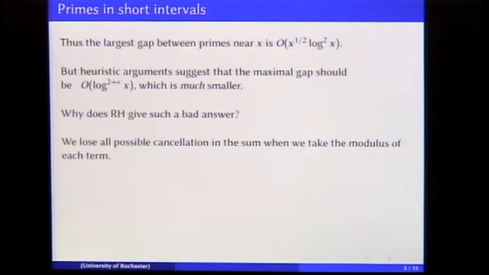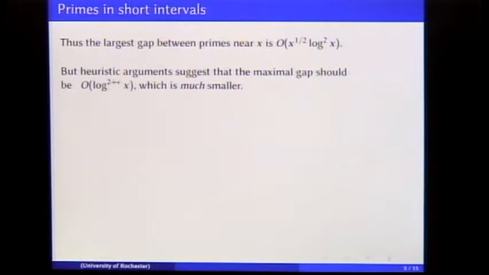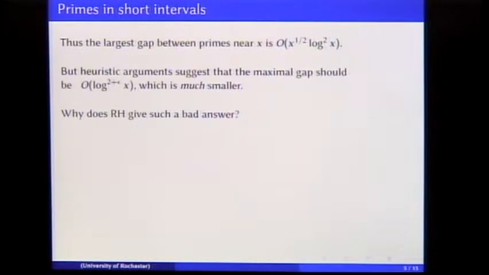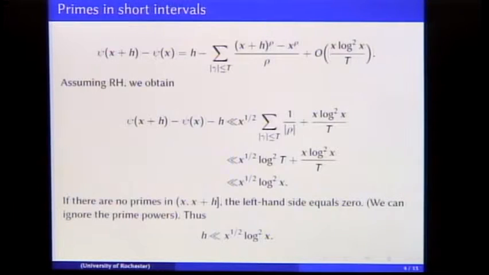Okay, so what's wrong? We put absolute values around all the terms. Let me go back. We put absolute values around these terms. If there's cancellation in those terms, you lose it at that point. Okay, so that's what we've lost.